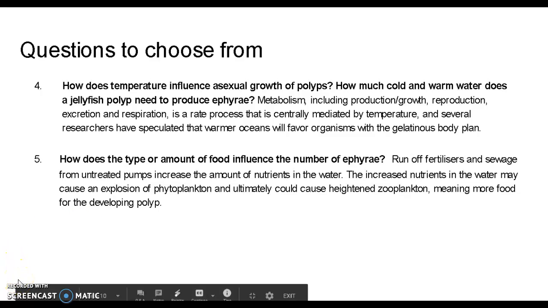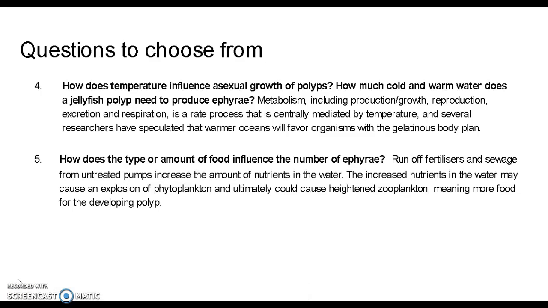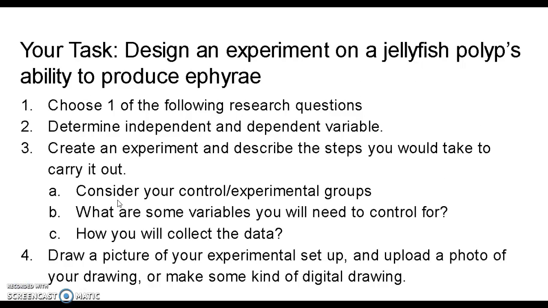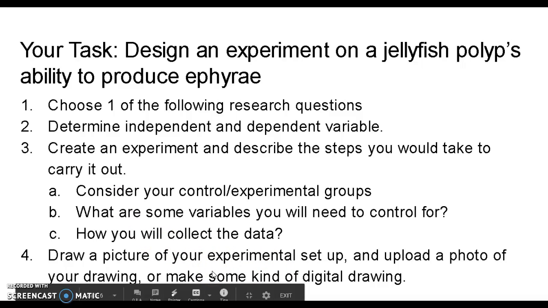So you're going to pick one of these questions and design an experiment. Include independent and dependent variables, include a control and experimental group, think about some of your constants, and consider how you are going to collect measurements and data. And then some kind of image with your experimental setup.